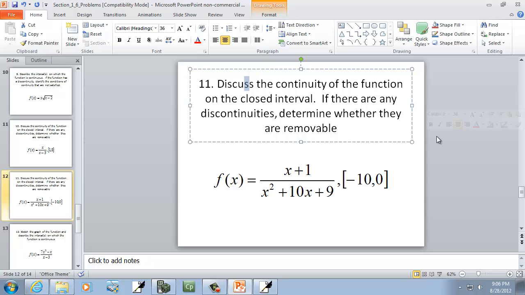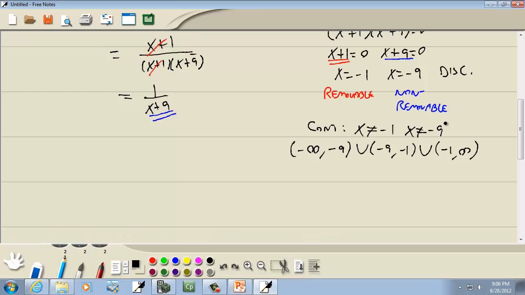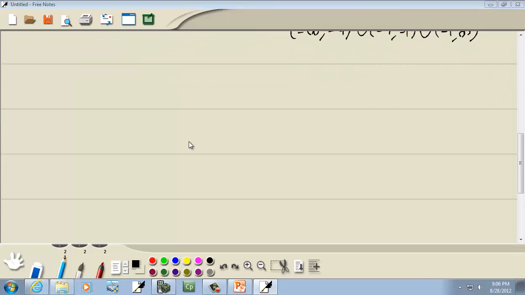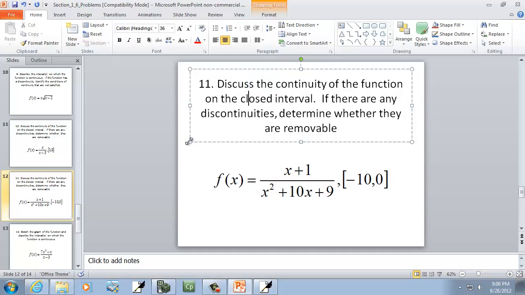Now, by the way, I didn't mention it, but see how I came up with negative 1 and negative 9? They both have to be in your interval here. If one of them didn't fall in this interval, then we wouldn't even worry about that one. I don't think they probably throw any trick questions in there like that, but just in case, you know how to handle it.